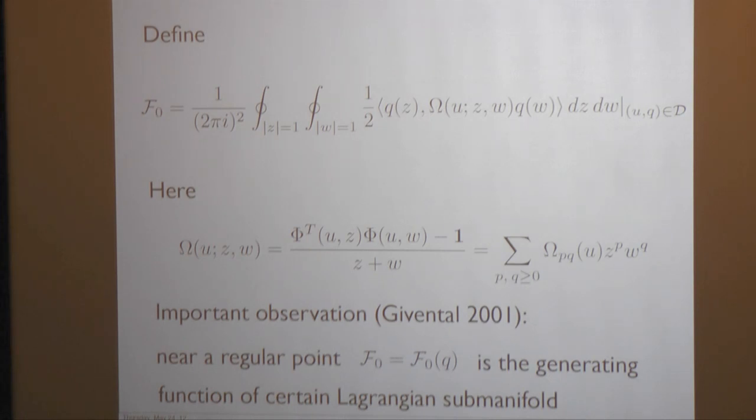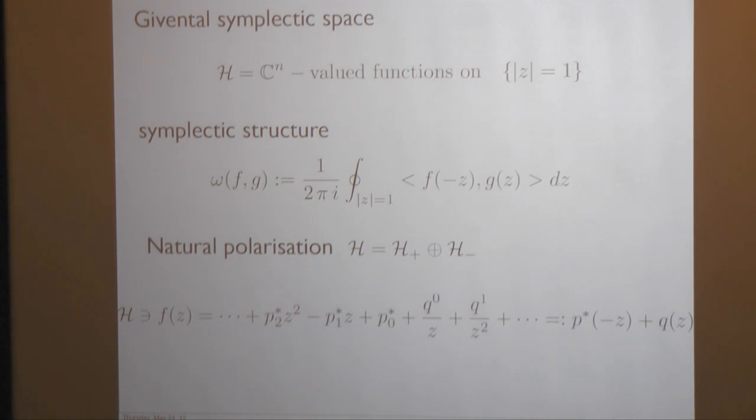The crucial observation for the construction is the following, due to Givental: the geometric meaning of this F0 function. This F0 is the generating function of a certain Lagrangian submanifold in a suitable infinite dimensional symplectic space. Now I will explain what the Lagrangian manifold is, but first I will explain what the symplectic space is, the Givental symplectic space.